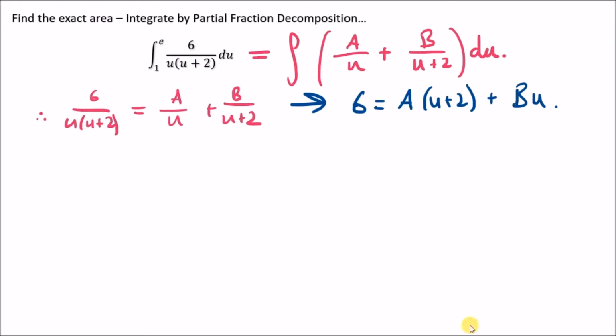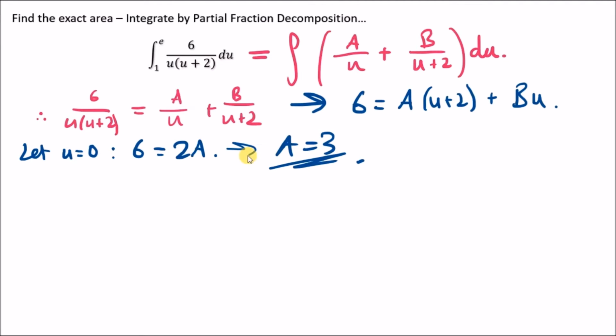Now to calculate these values A and B, we just need to substitute some values for u to eliminate terms. So let's let u equal 0 firstly. What happens? We're going to have 6 equals A times 0 plus 2, which will simply give us 2A. And when you plug in u equals 0 for B, this will just become 0, so you're left with 6 equals 2A, and therefore A must equal 3.